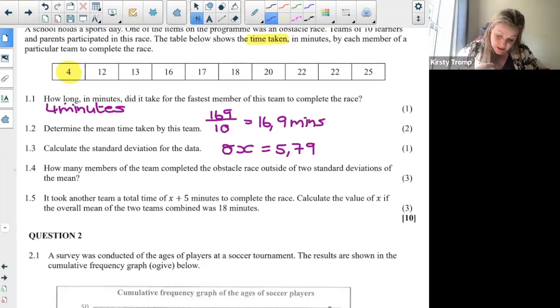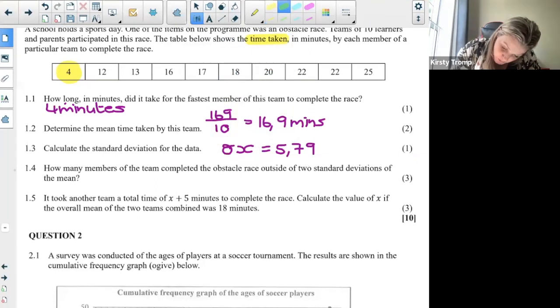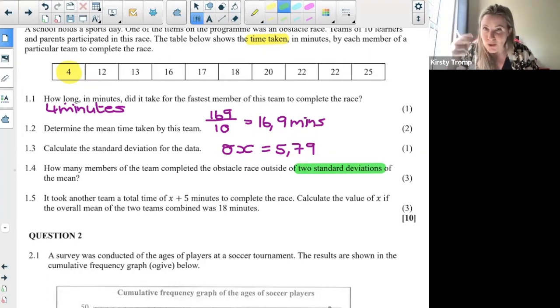Okay, next question says, how many members of the team completed the race outside? And here's the part where it's important. Outside 2 standard deviations of the mean. Be careful. Normally they say like outside 1 standard deviation of the mean. Okay. This question says outside 2 standard deviations of the mean. Okay. So watch them. Be careful what they're saying to you. They can do however many standard deviations of the mean. They can do 3, they can do 4, they can do 7, they can do 10, they can do however many they want. In this case, they want to know how many 2 standard deviations of the mean.